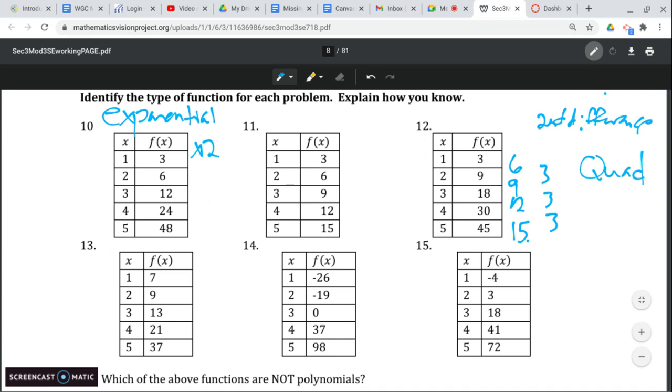So let's go ahead and take a look at 14. So we have negative 26 to negative 19, which is 7.